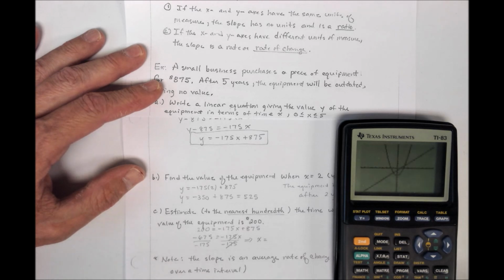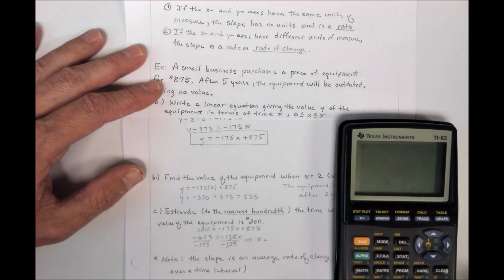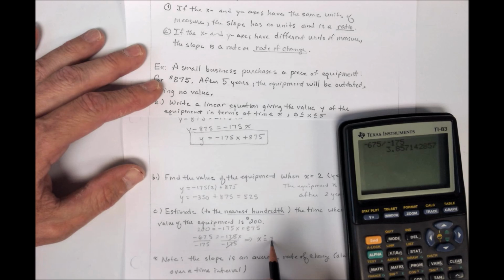So let me clear this out. This is from the last video, I think. So I'm going to take negative 675 and divide it by a negative 175. Oh, actually, it's a negative divided by a negative. Let's try that all over again. I'm going to take negative 675 and divide it by a negative 175. Of course, I already knew it was positive. And does that look right? That looks right. And I'm going to get approximately 3.857 or 86.